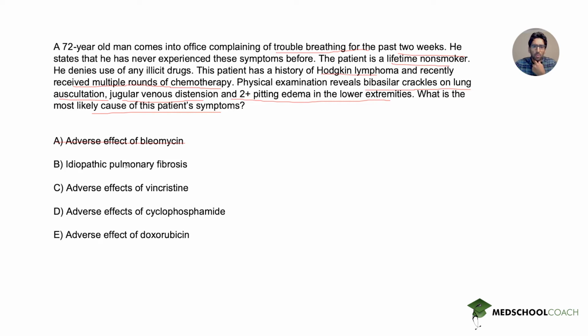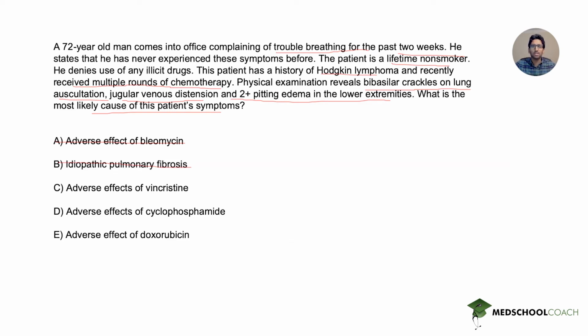Answer choice B says idiopathic pulmonary fibrosis. This is somewhat similar to the logic we just discussed: idiopathic pulmonary fibrosis would more likely present as a gradual onset dyspnea, and the physical exam findings are more likely suggesting decompensated heart failure. And the recent rounds of chemotherapy suggest that there might be an adverse reaction to another medication. So we can effectively rule out this answer choice due to the non-specificity and the acuity of the symptoms. So, adverse effect of vincristine.